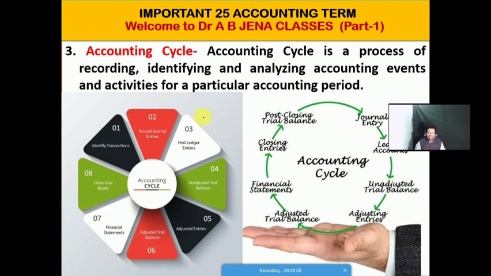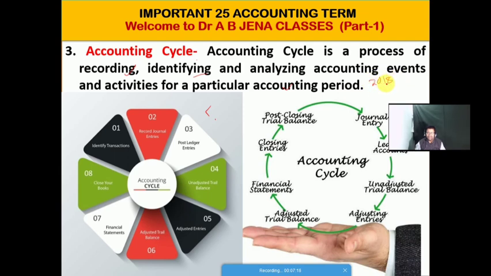Next one is the accounting cycle. So it's a cycle. What is this? We know a cycle is movable. The accounting cycle is the process of recording, identifying, and analyzing the accounting events and activities for a particular accounting period, for a particular accounting year.